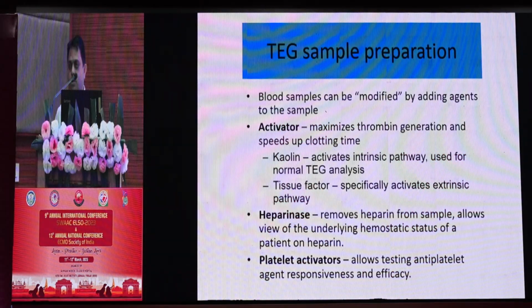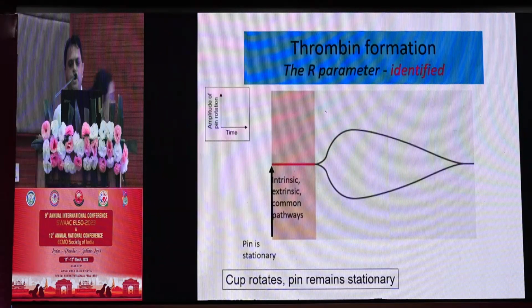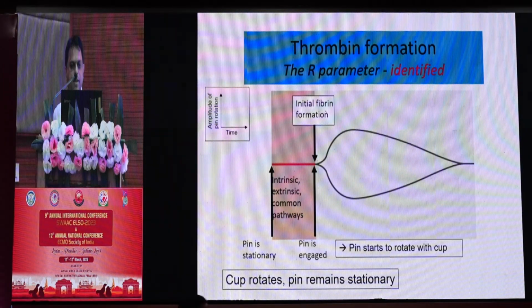But all of them use modifying agents or activators, as we call them. The activator can be kaolin or a tissue factor. If you want to neutralize the heparin in the body, then you need heparinase. If you want to do a platelet aggregometry, you need platelet activators. But the concept of the TEG is that, as the cup rotates, the pin remains stationary.